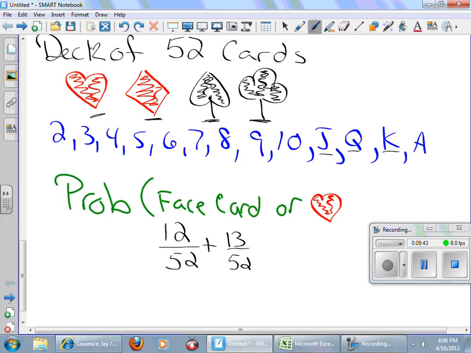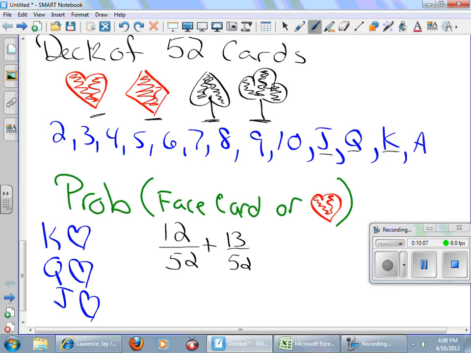Is it possible to get both a face card and a heart? Is it possible? Can you name a card that is both a face card and a heart? How about the King of Hearts? The Queen of Hearts? Or the Jack of Hearts. Sure enough, they are all face cards and hearts.